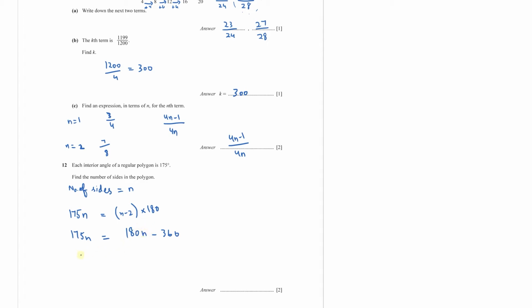And then if I take this 180n to the other side, I get minus 5n equals minus 360. These minus and minus cancel out. So n equals 360 by 5, which is 72. So your answer is 72. So this regular polygon has 72 sides.